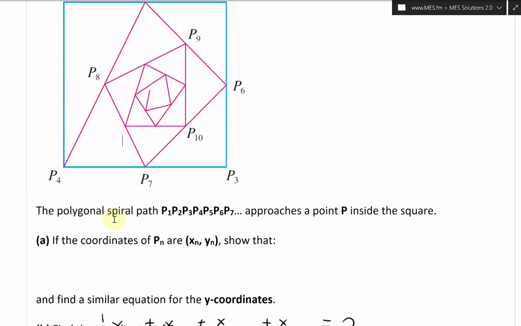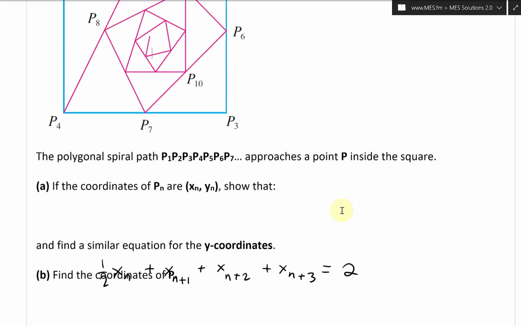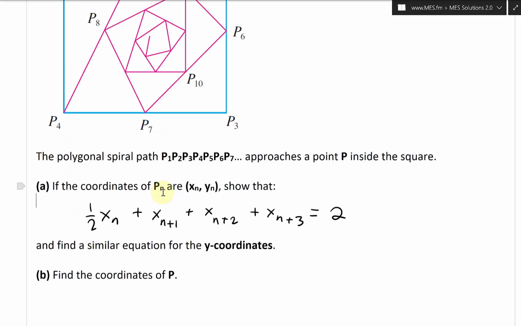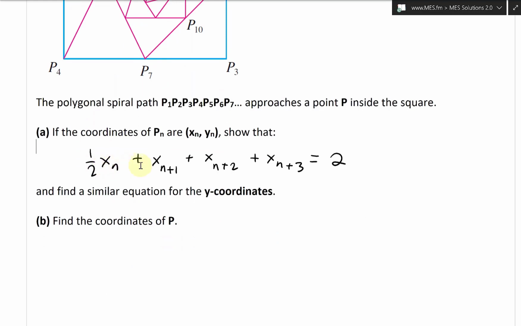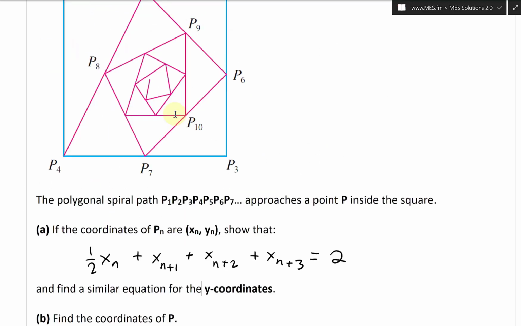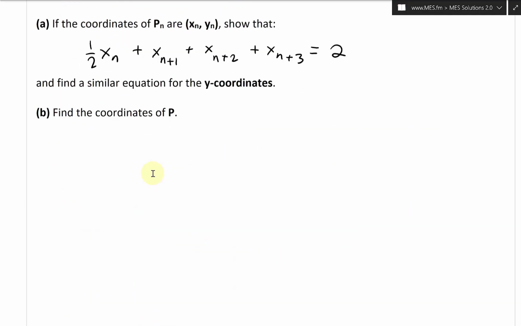And we're asked here, the polygonal spiral P1, P2, P3, P4, P5, P6, P7, etc. approaches a point P, so it's approaching a point P inside. We're asked, if the coordinates of Pn, the nth point, are xn and yn, show that 1/2 (xn + x(n+1) + x(n+2) + x(n+3)) is equal to 2, and find a similar equation for the y coordinates. And then we're asked to find the coordinates of P, so basically as the limit goes to infinity, which is quite an interesting problem here.